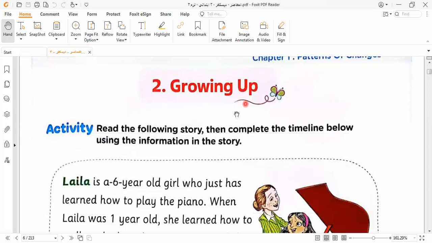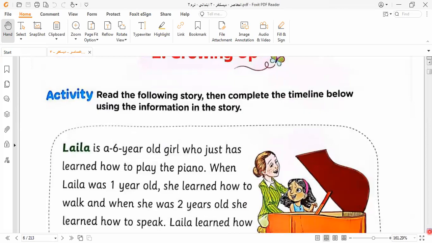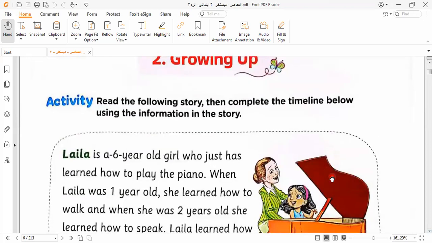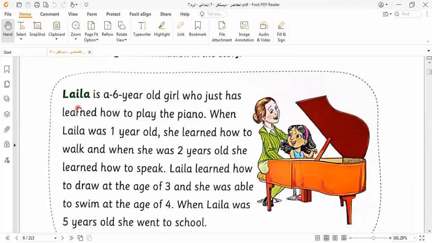Growing up. What is the meaning of growing up? Growing up means to grow through stages: from baby to child, from child to teenager, from teenager to adult, from adult to elderly. So these are the stages of growing up of the human. Growing up is in humans and also in animals. Okay, let's read the text and answer the questions below.